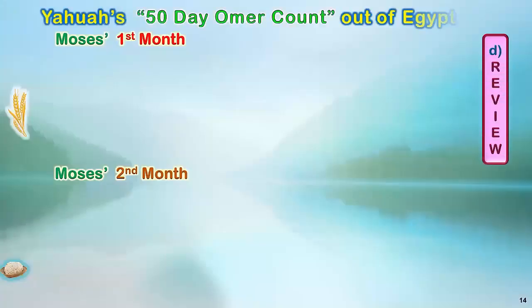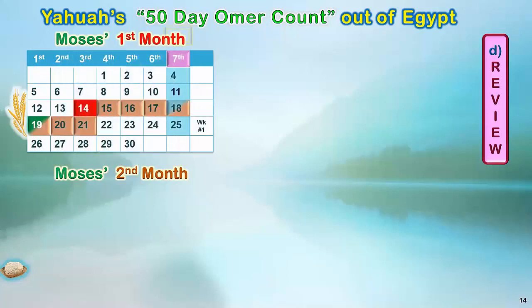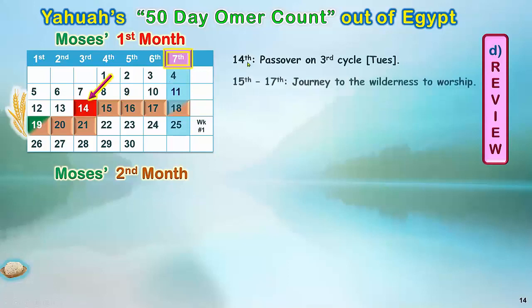And here we are on review D. Yahuwah's 50-day Omer count out of Egypt. I would like you to look here at the Passover. It was on the third cycle of the week in this time. The Passover was on the third cycle on a Tuesday.